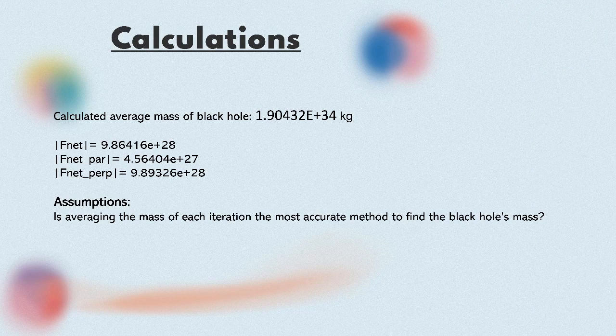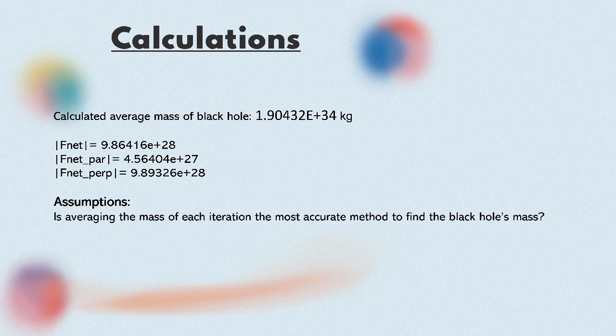And here is the final calculation of the black hole's mass. I averaged over 400 iterations of the computational model and found the mass to be 1.90432 times 10 to the 34th kilograms. Additionally, the net force and parallel and perpendicular values are given.